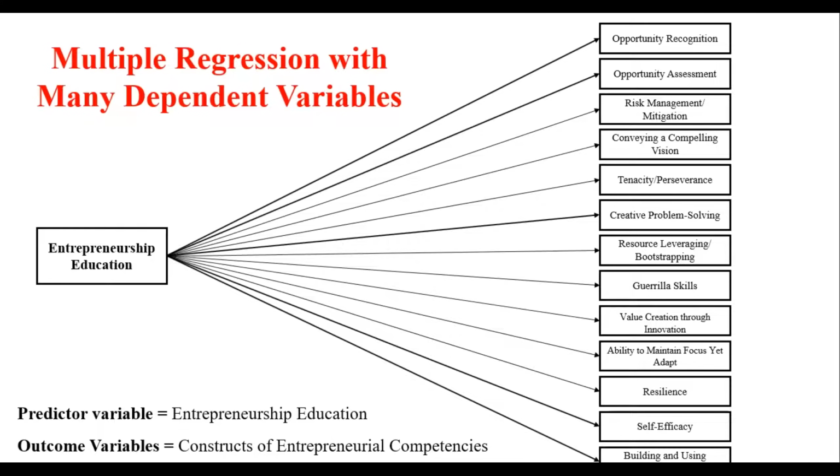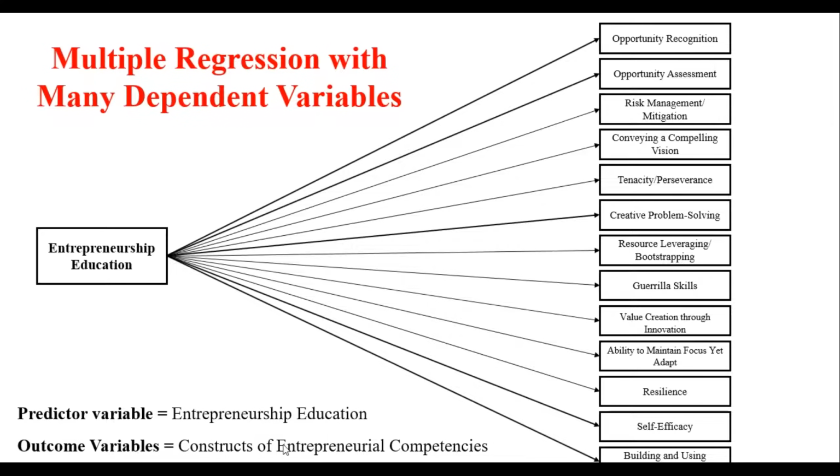Today I'm going to talk about how you can run regression analysis with multiple dependent variables. You can see that I have one independent variable, entrepreneurship education, and I have 13 dependent variables, 1, 2, 3, 4, 5, 6, 7, 8, 9, 10, 11, 12, 13. And I'm going to tell you a little about this. So you can see that here we have the predictor variable, entrepreneurship education, which is the independent variable here. And the outcome variables, that is the dependent variables, that is the same as outcome variables.